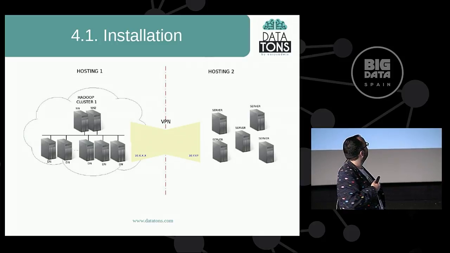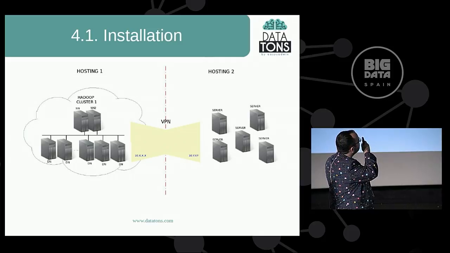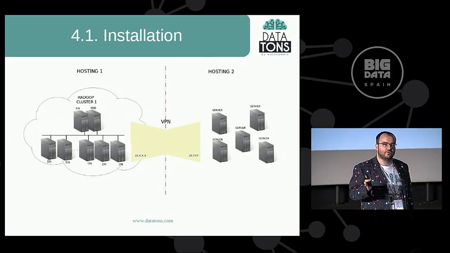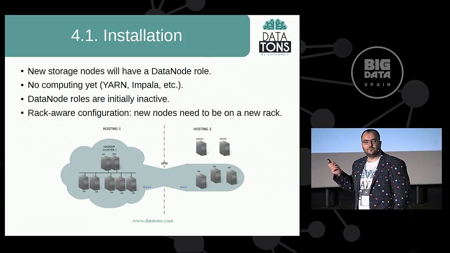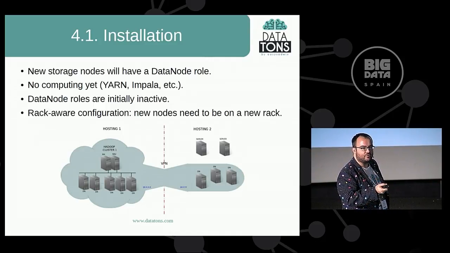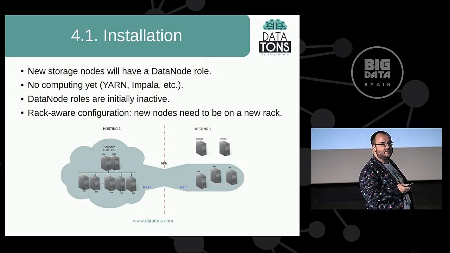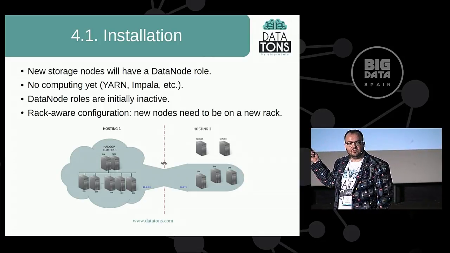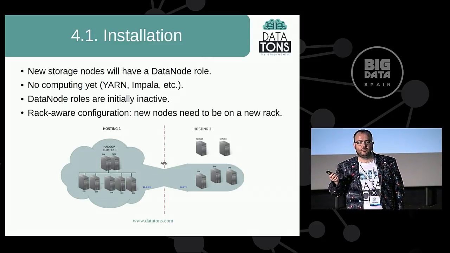What do you end up with? You end up with one Hadoop cluster on one side, a VPN, so the network is available, but on the other side, you just have a bunch of servers. Okay, so they are not doing anything at the moment. So, what do we do with them? We take the ones that are going to have a storage type of servers, okay, and we install the data node role on them, just the data node role. No computing yet, okay? We don't deploy yet Yarn, Impala, whatever you may have on top, okay?